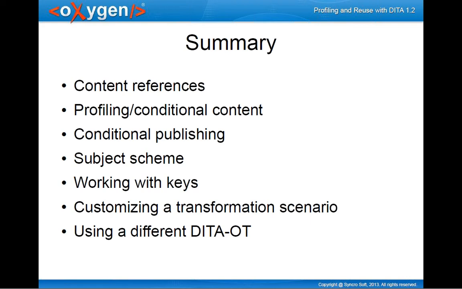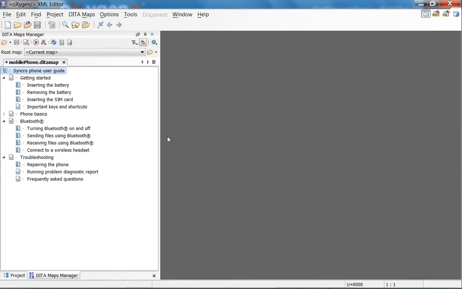Next, we will see some DITA 1.2 features like the subject scheme and how to work with keys. And last but not least, we will see how you can customize a transformation scenario in oXygen, which basically is the output, and how you can use a different DITA open toolkit in oXygen. In this presentation, we will continue working on the mobile phone user guide that we began in the first DITA webinar. But if you haven't followed that one, don't worry, that's not a requirement.